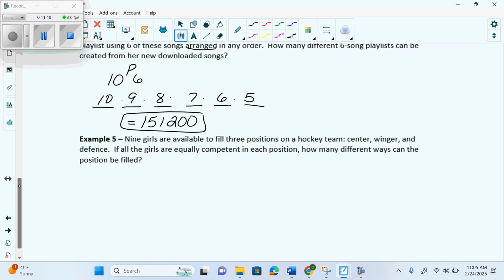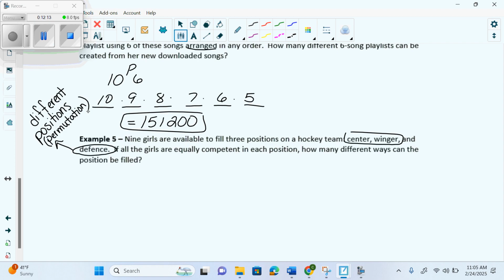You're not going to go put a defense in forward when they're 18. It ain't going to be pretty, okay? So they'll do it, but they won't be as good as they would be in their actual position, okay? So because I gave them different positions, it's a permutation. Okay? Does that make sense?